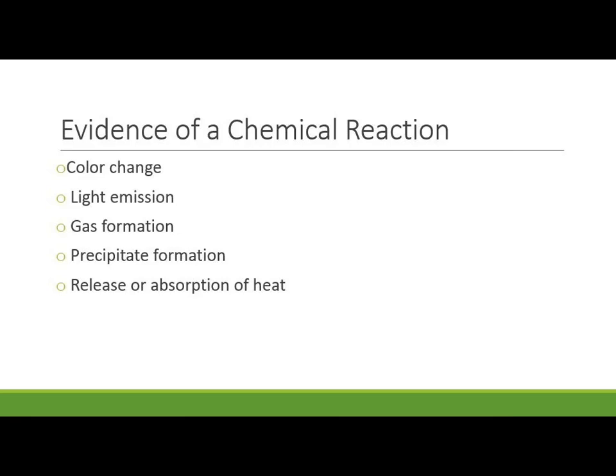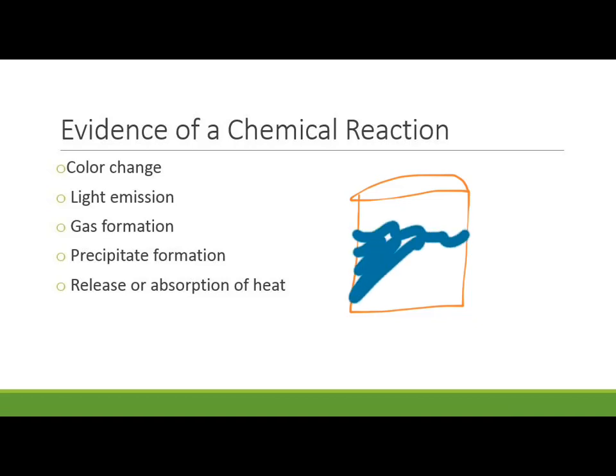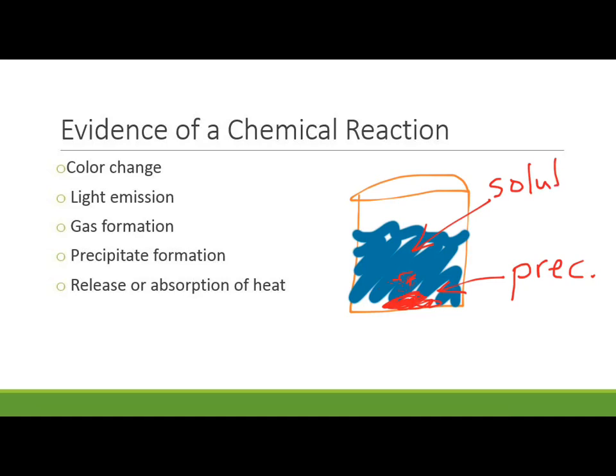Also, you can have something known as a precipitate being formed. Now, what a precipitate is: if you have a liquid inside of a beaker, and you go ahead and add some substances to it, you might actually see some cloudiness occurring, and then you'll see what we call the precipitate settling out. Okay, and so this here would be known as the precipitate. All right, and then the remaining stuff that's dissolved would be known as the solution.